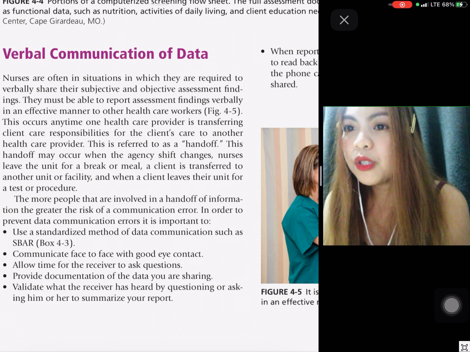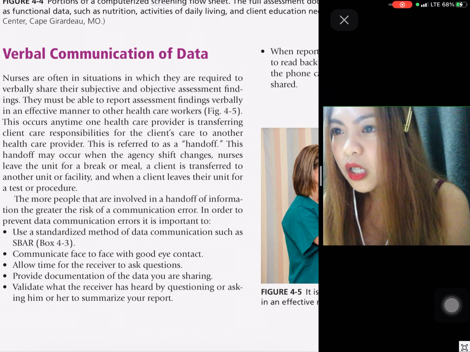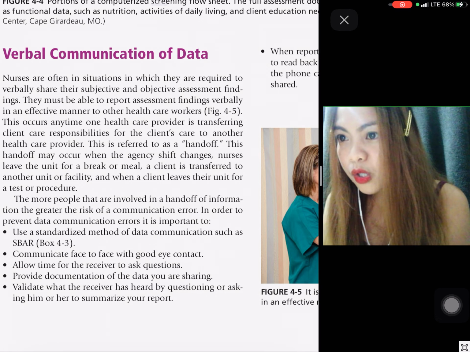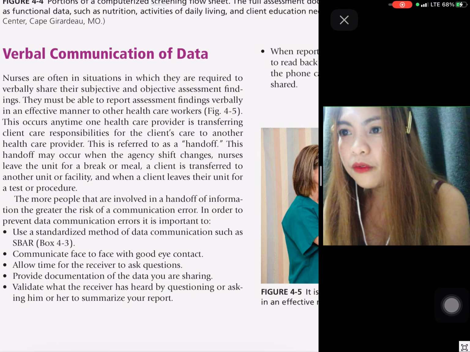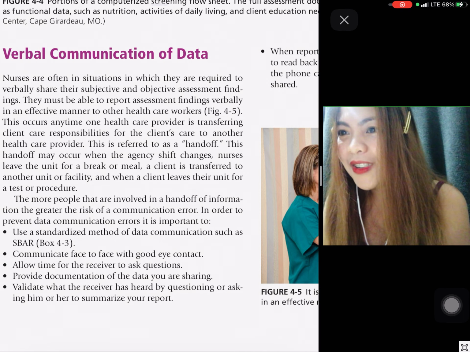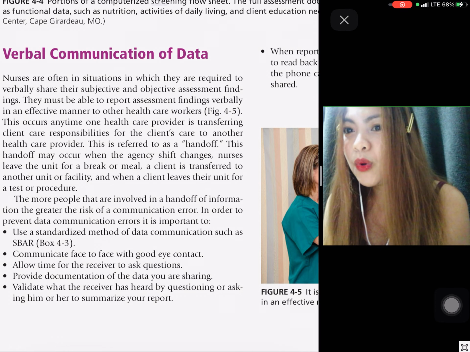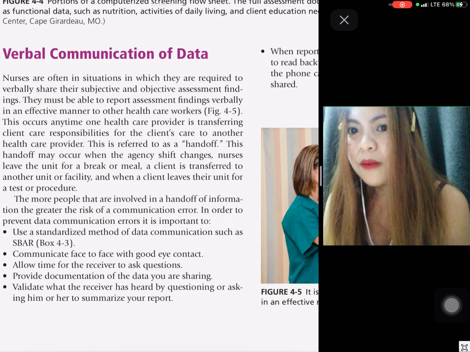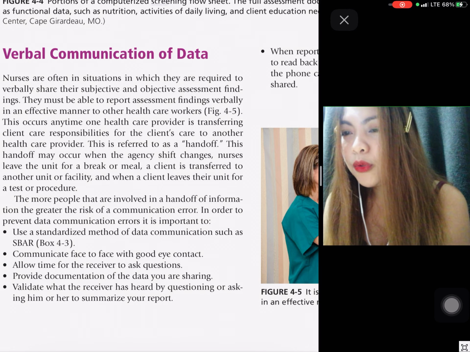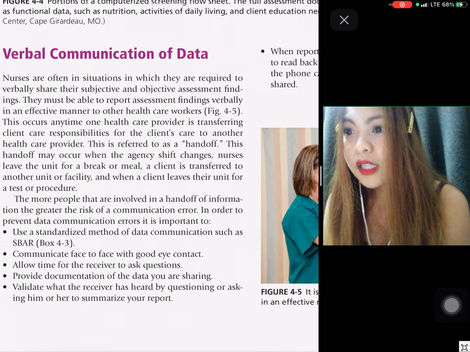So, the more people that are involved in hand-off affirmation, the greater risk of communication errors. Diba nga kapag naglalaro tayo ng parang pass the message, pag mas madami yung involved na tao, mas prone sa error. So, kaya importante as a nurse na i-prevent natin yung communication error. So, paano? Andito yung list. Use a standardized method of data communication such as the S-bar. Mamaya, malalaman natin kung ano yung S-bar. Alam niyo na yan before because we have already talked about it. Communicate face-to-face with good eye contact.